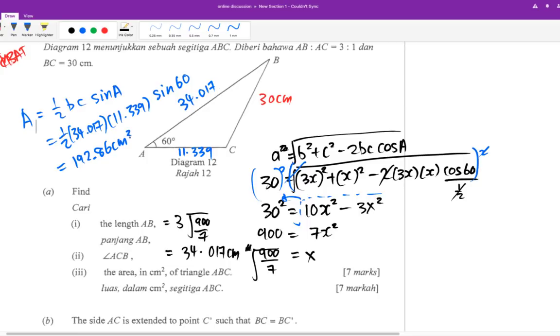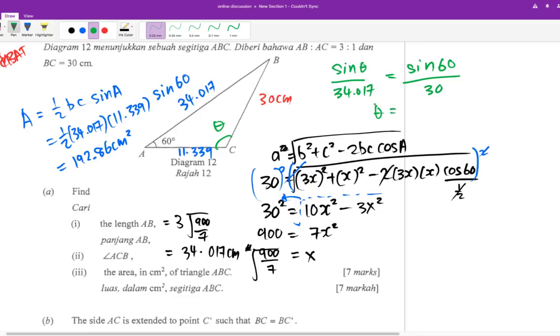Did I miss A2? Yeah, the question asks you to find angle ACB. So I will need to find angle ACB. Sorry, I didn't see that. I need to find this angle. Since I have all sides already, I will use sine, it's easier. So I will say sine ACB, which is theta, over 34.017, equals sine 60, because I have the 60, over 30. Then I can find my theta.